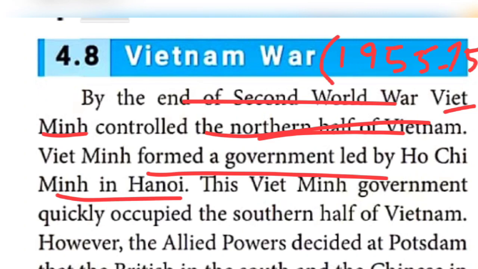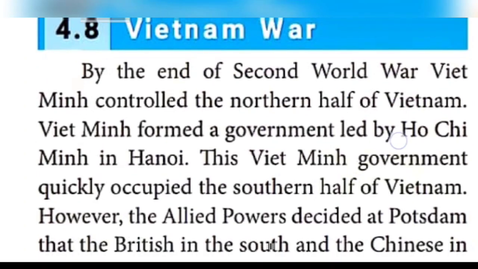This Viet Minh government quickly occupied the southern part of Vietnam also. In the initial stage, it had control over northern Vietnam alone. Later, the Viet Minh government occupied the southern part of Vietnam also.